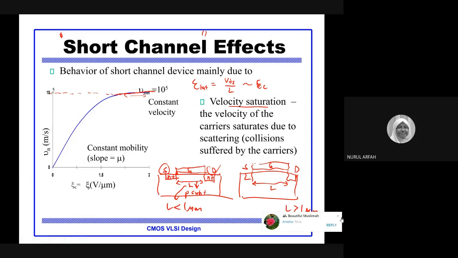Because over here, if you look at the equation, the velocity of the carriers is proportional to the electric field. That means if you reduce the channel length of the device, because your target is to reduce the channel length, the electric field of this carrier will be high. That's why, if you look at the graph here, it becomes the saturation region here, due to reducing the channel length of your device.